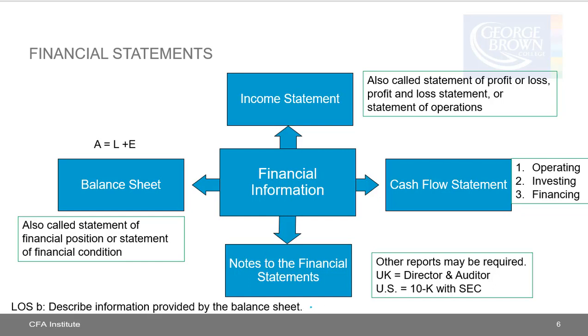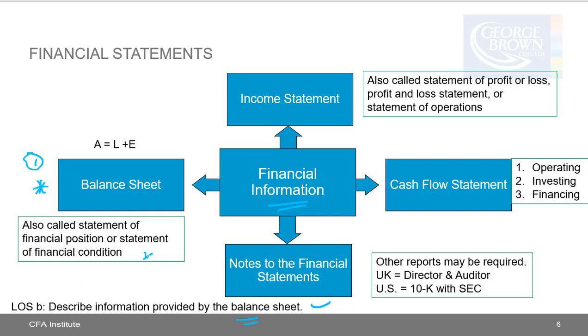Learning outcome statement B is describe information provided by the balance sheet. But before we do that, we're just going to give a bigger overview with regards to financial information. A company is required to keep accounting records and to produce a number of financial reports, which include the following. The first is the balance sheet, and that's what we're going to be looking at over the next few slides. A couple of things to note is, first of all, the balance sheet can also be called the statement of financial position or statement of financial condition.